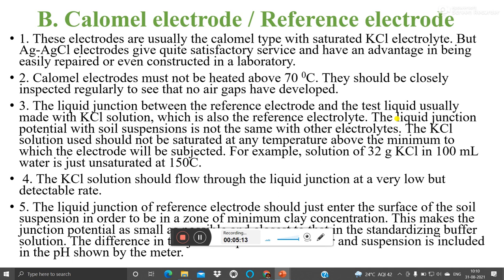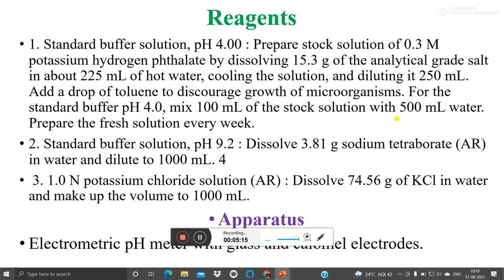So this is all about the calomel electrode. The reagents we are using are standard buffer solutions of pH 4, pH 9.2 and pH 7. These are already prepared in the laboratory, but let's see how we would prepare them.